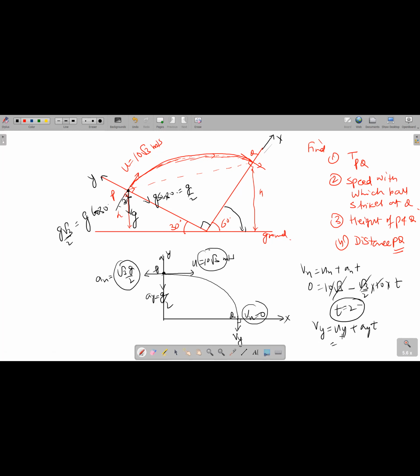What is the initial component of velocity? There is no component along y-axis because the ball was thrown parallel to x-axis. So this is ux only. There is no uy, right? So this is 0. Acceleration along y-axis, that is g by 2, that is 5. So minus 5 into time taken 2. So Vy is minus 10. Negative sign just represents the direction. So this is your 10 meter per second, right? Understood?